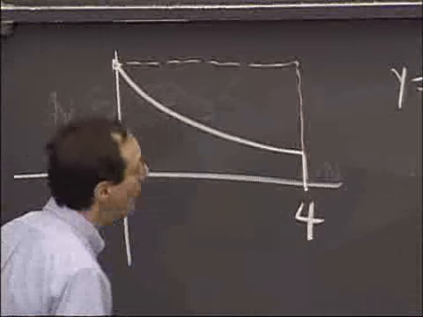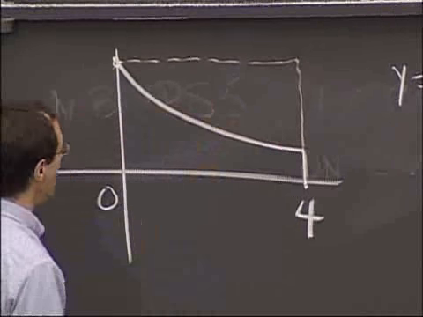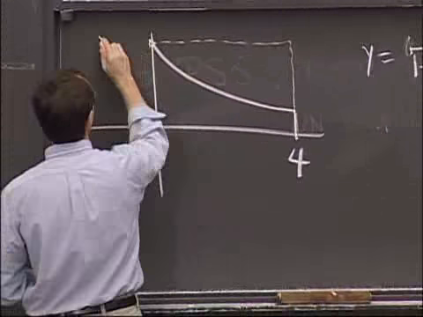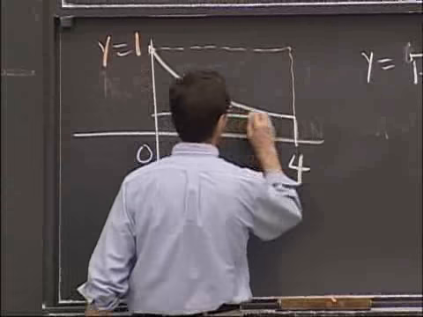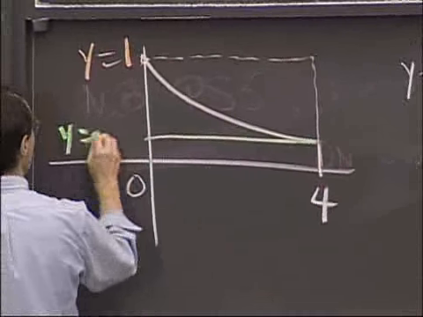Right? We compared it to the constant function, which was 1 all the way across. This is y equals 1. And then we also trapped it from underneath by the function which was at the bottom. And this was y equals 1/5.